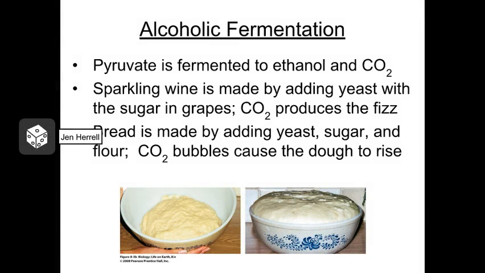Another form of fermentation that exists is known as alcoholic fermentation. In alcoholic fermentation, pyruvate is broken down and the products are ethanol, drinking alcohol or booze, and CO2. Alcoholic fermentation is used to make wines and beers, and in fact, the fizzy part of wine and beer is the CO2 that's produced. We also use this to make bread.